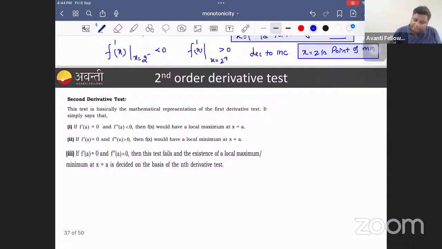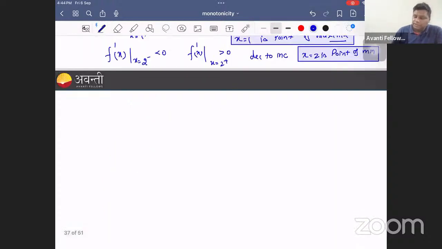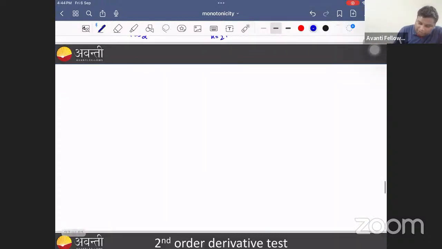Now, what is happening? This test is basically the mathematical representation of the first derivative test. It simply says, now see, before the second derivative test, let me tell you something about concavity. There is a word called concavity. Got it? So concavity, there are two kinds of graphs we have, either this or this.